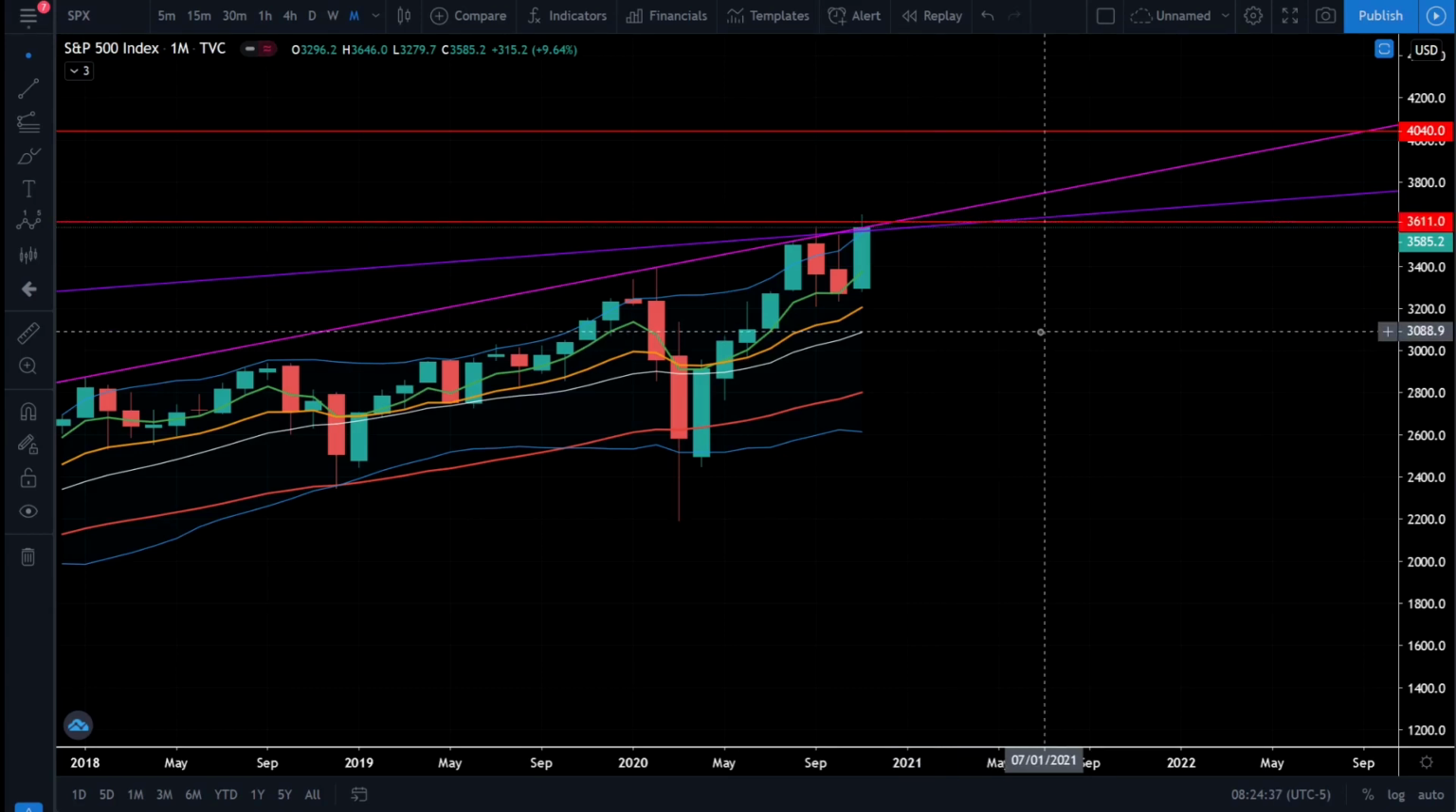And remember, we're looking at weekly and monthly charts here, so this is a macro level view. We're not just looking at daily swings.